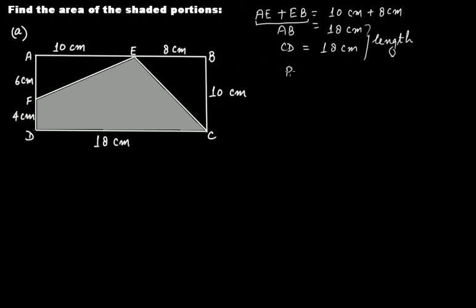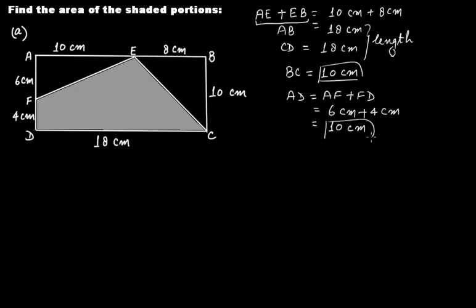And here BC is 10 centimeter, and if you add this, AD is what? Actually AF plus FD is equal to 6 centimeter plus 4 centimeter, you get 10 centimeter. That is 10 centimeter here, 10 centimeter here. This is what? This is breadth. Now you have to calculate the area of this shaded portion. How to do this? That's very simple.